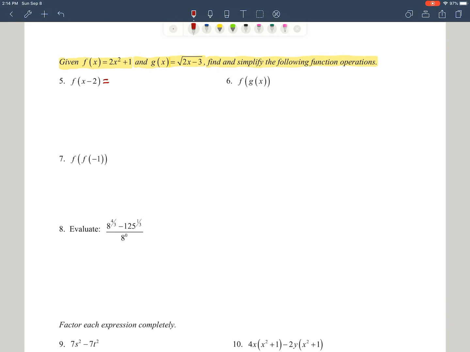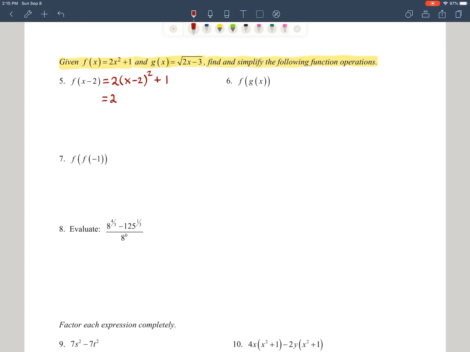So our input has changed from being just x to now we have that expression x minus 2. So we're going to say 2 times the quantity of x minus 2 squared plus 1. Now we just need to simplify our new expression. We're going to start out with order of operations. We're going to go ahead and square the binomial.